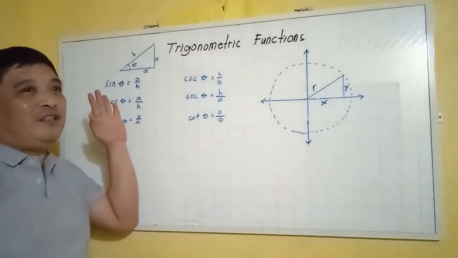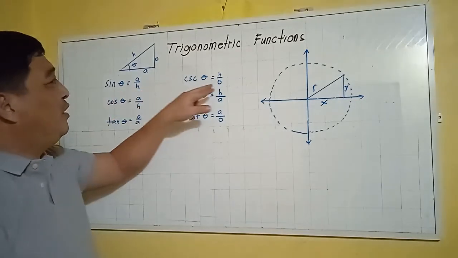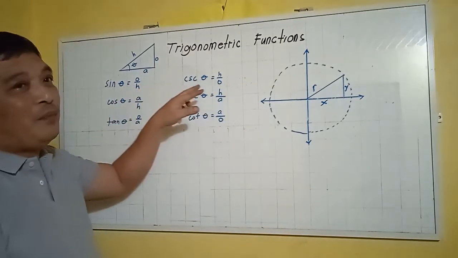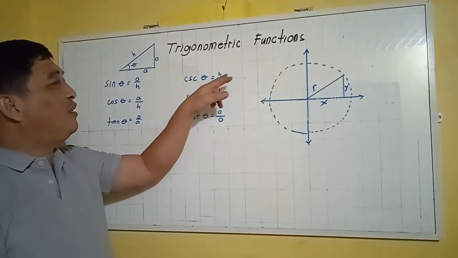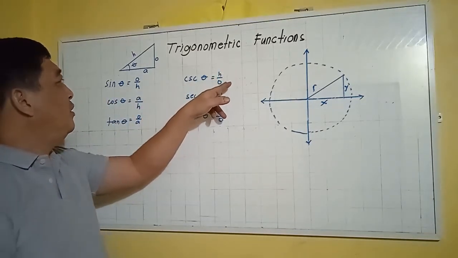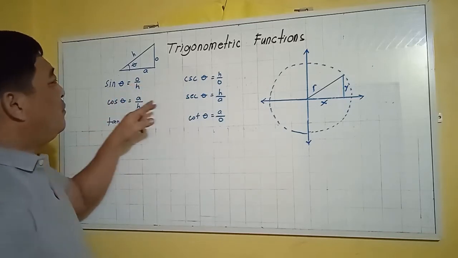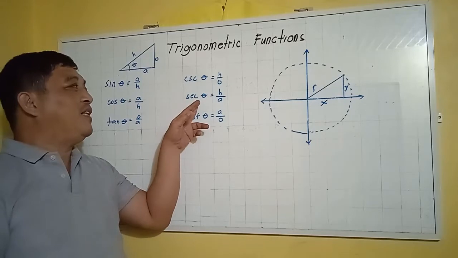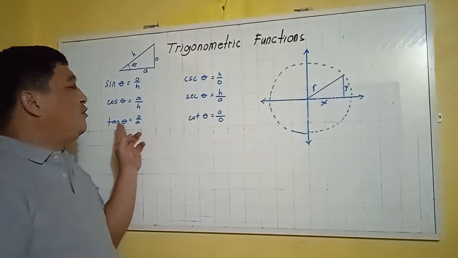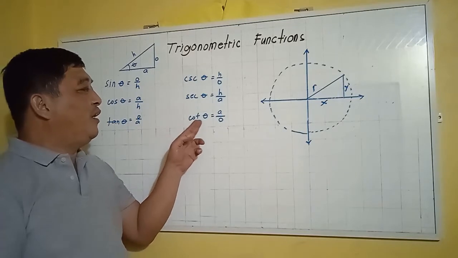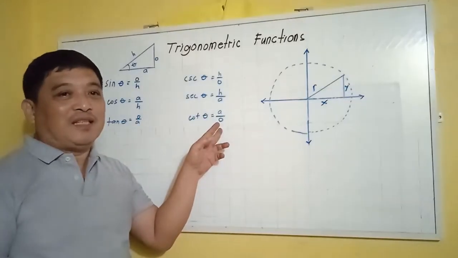Now, in the other 3 trigonometric functions, if you look at these ratios, they are the reciprocals of each other. So, yung reciprocal ng sine is cosecant theta. As you can see the ratio, h over o. Sine is o over h. Yung cosine theta naman, yung reciprocal niya is secant theta, h over a. Yung tangent theta, yung reciprocal niya is cotangent theta, equal to adjacent over the opposite side.